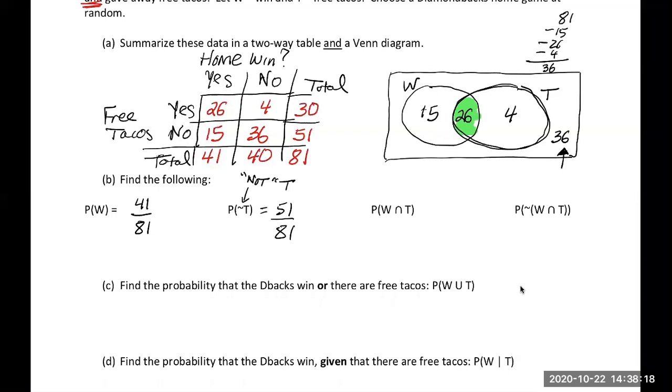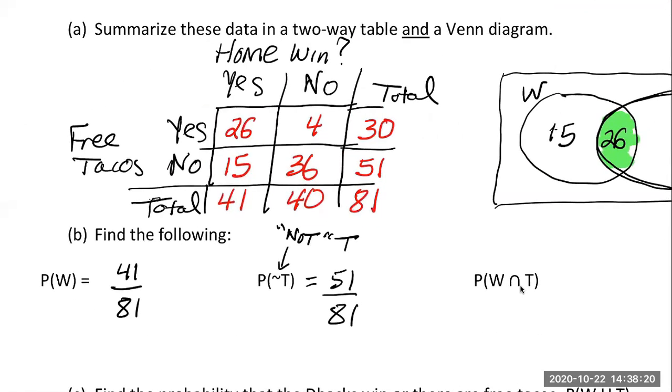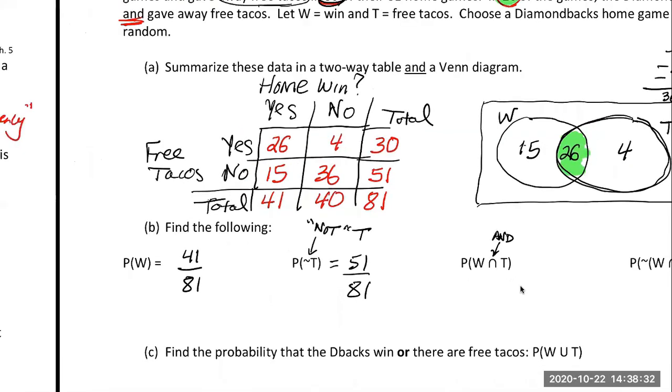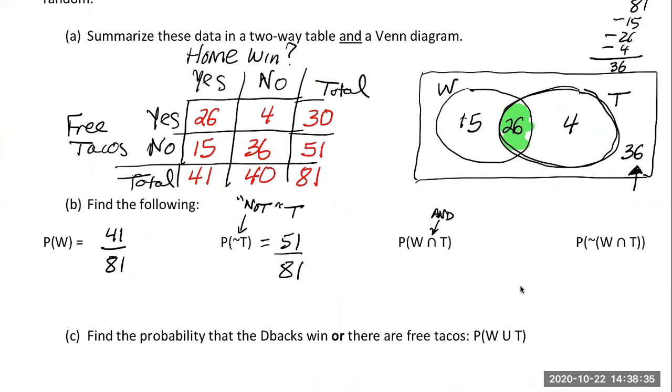And then probability of win and, this is the intersection, so winning and free tacos. That would be the overlap, which I have shaded in green. Basically, this is asking about the overlap, the intersection on the Venn diagram. That would be 26 out of 81 games. Also, that's the yes, yes cell in the two-way table.